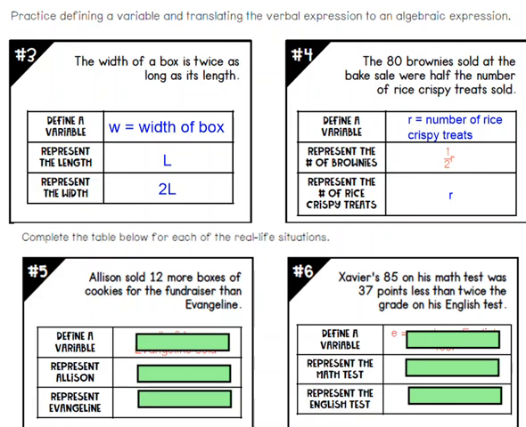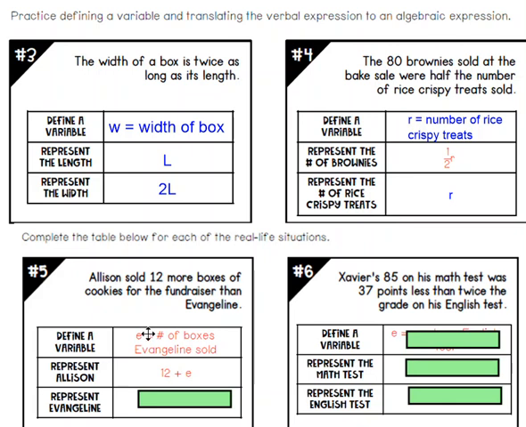In number 5 down here, Allison sold 12 more boxes of cookies for the fundraiser than Evangeline. So let's start with what we're working with here. E would be the number of boxes Evangeline sold. All right, that's what we don't really know. We don't know much about Evangeline. We do know, though, that Allison sold 12 more than her. So Allison's would be Evangeline's total plus 12, in essence, okay? Whatever Evangeline sold, it's 12 more than that.